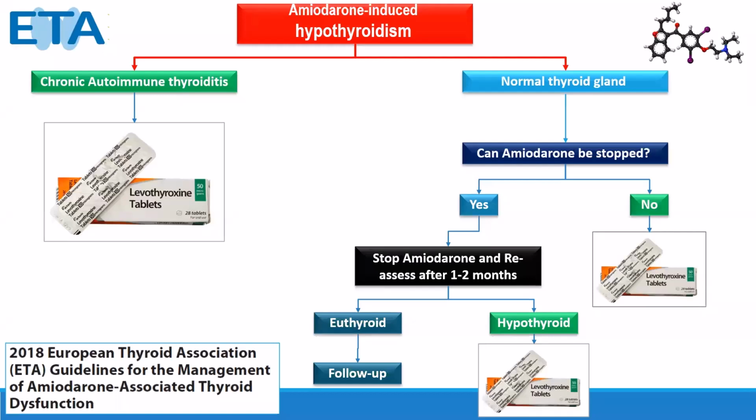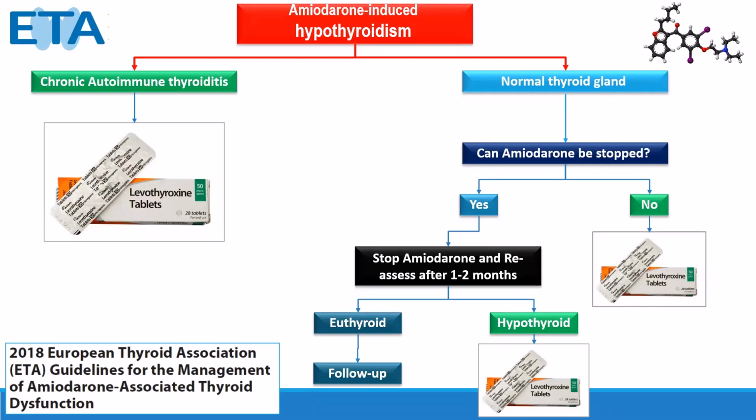Actually, if there is underlying chronic autoimmune thyroiditis, we should go with levothyroxine. If normal thyroid gland, if we can stop amiodarone, we will stop and reassess after 1 or 2 months. If the patient returns to euthyroid, just follow up. If still hypothyroid, we should treat with levothyroxine.